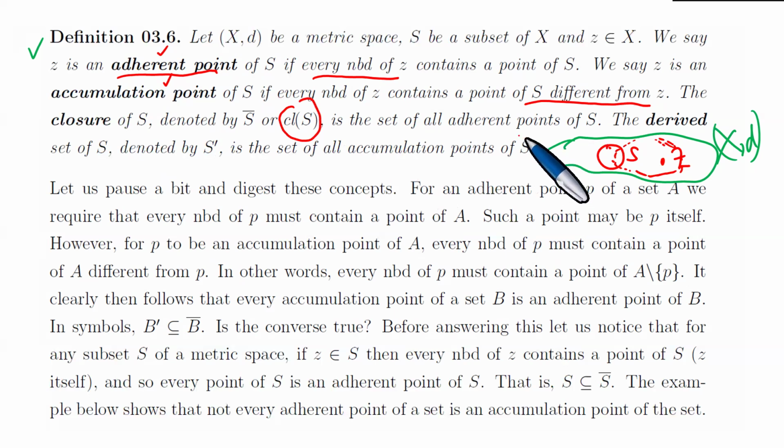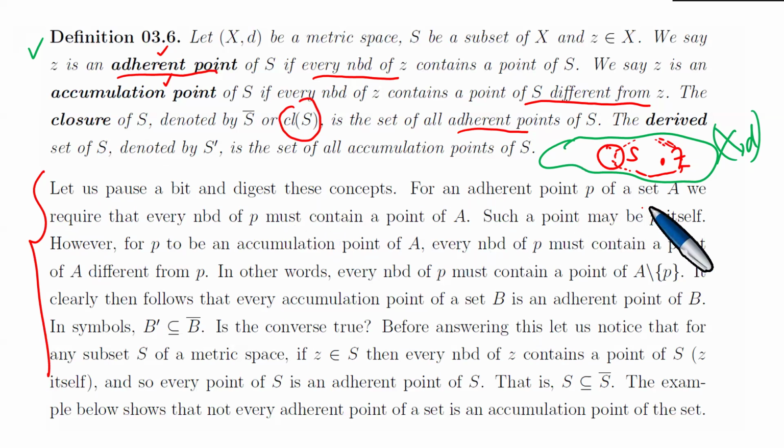So those that adhere very close to the boundary form what you call an adherent point. And the derived set of S, denoted by S primed, is the set of all the accumulation points of S. So the set of all the accumulation points of S constitute what you call the derived set. The derived set we call S primed. Let's go through quickly this little paragraph here. Let us pause a bit and digest these concepts.